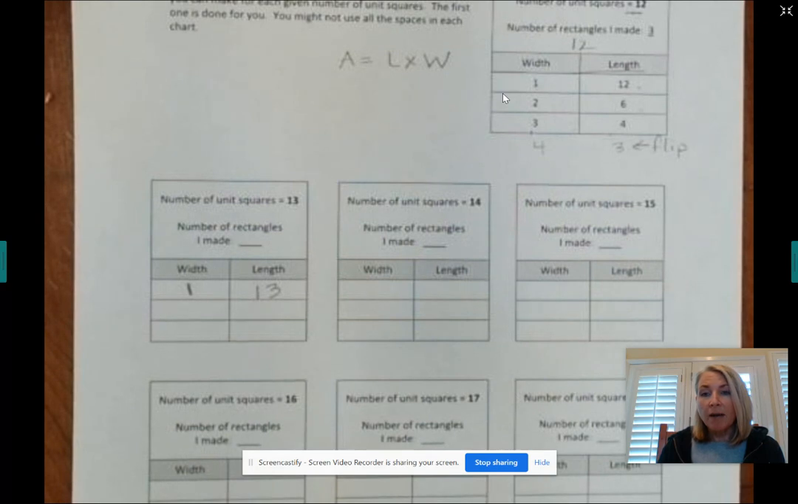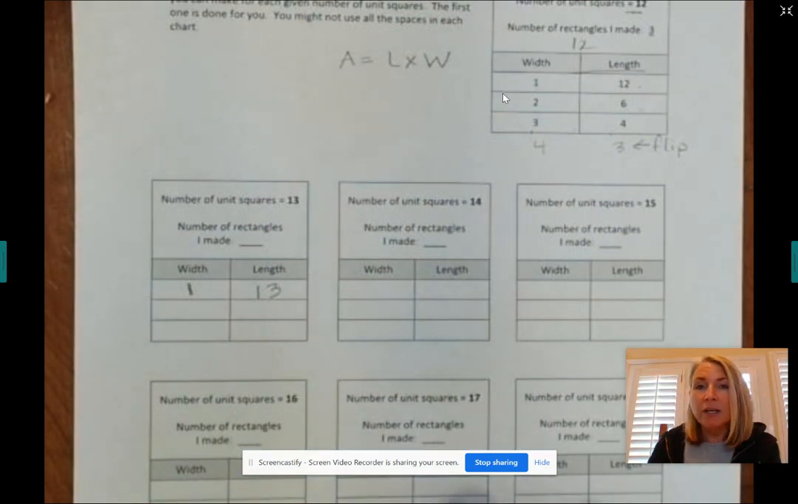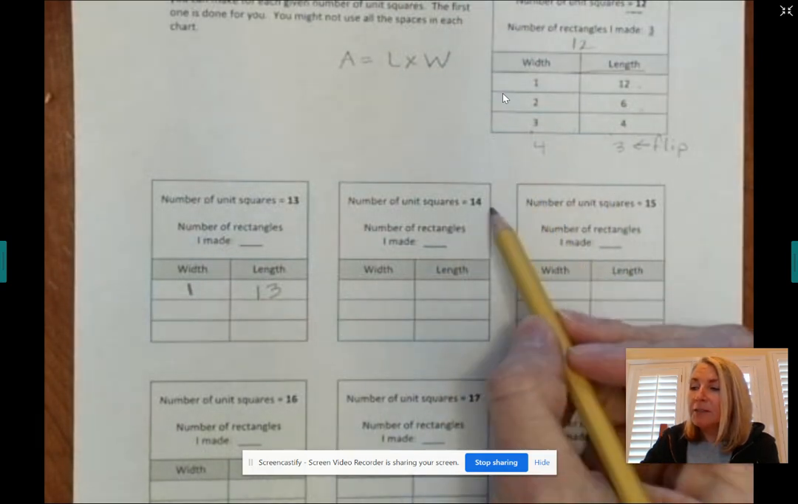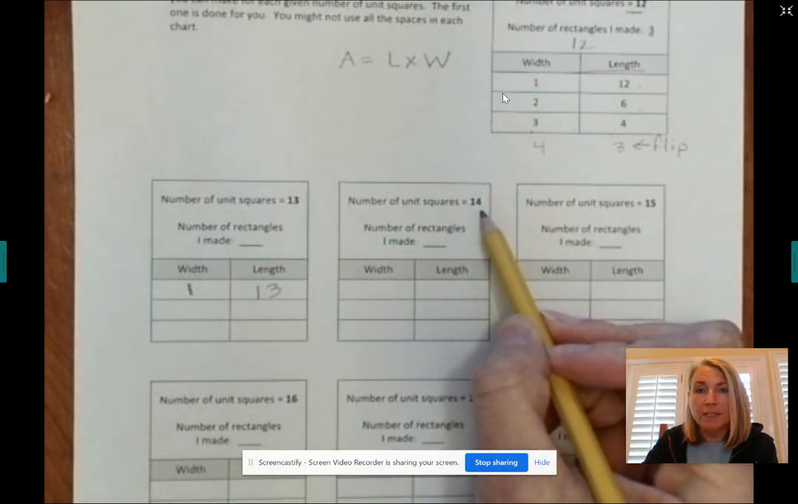13 is what we call a prime number. This is not vocabulary meant to be embedded in here, but we're going to revisit it because you know I love to do that. A prime number is a number that can only be divisible by itself or 1. So 13 is actually a prime number. Now let's move on to 14.